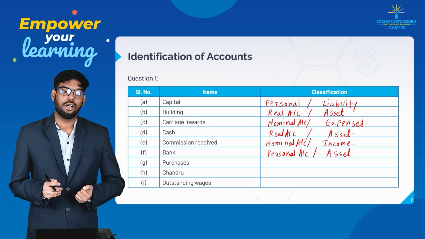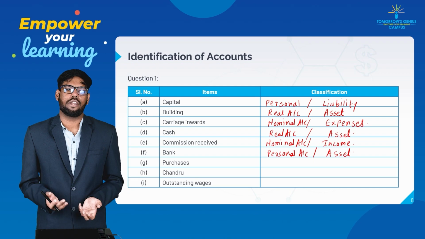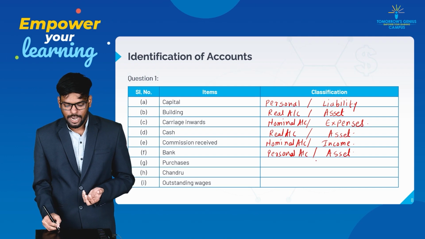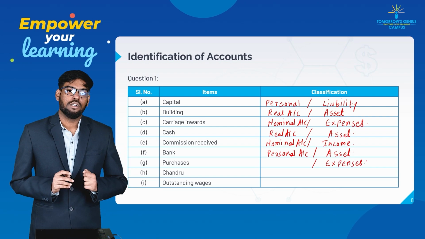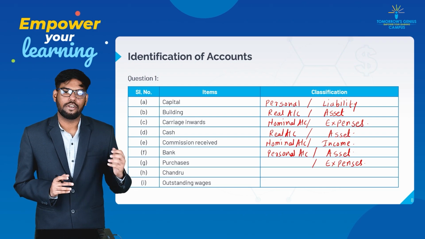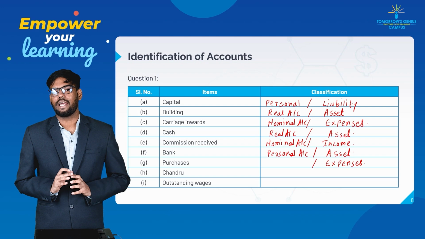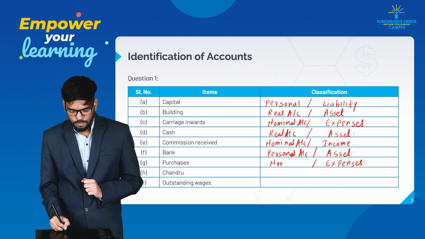Then next is purchase. When you purchase anything, it means you are incurring expenses, right? So the purchase as per the modern approach will fall under the category of expenses. And we know that as per the traditional approach, any expenses fall under the category of nominal account. So it will be a nominal account.